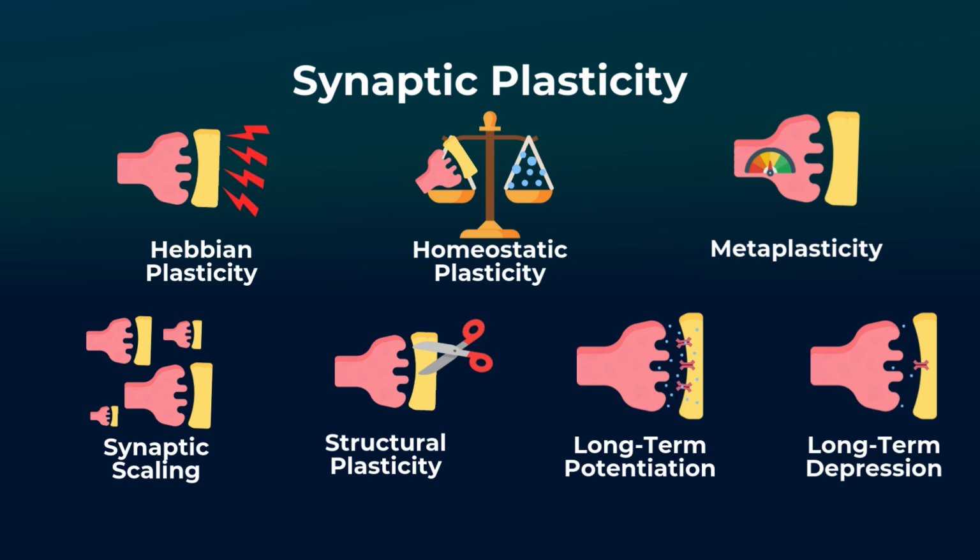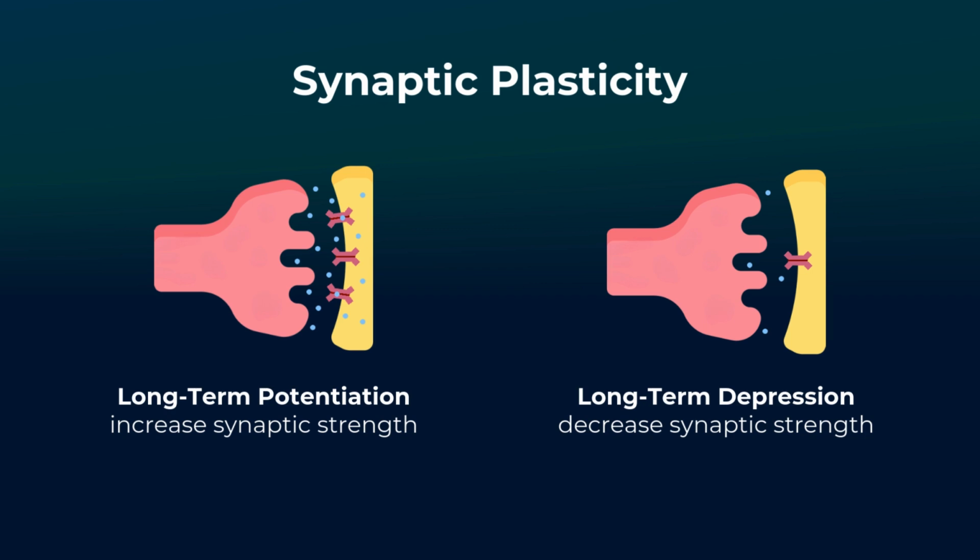Plasticity is a fundamental mechanism underlying learning and memory. Neuroplasticity can be categorized into multiple types such as Hebbian plasticity, homeostatic plasticity, metaplasticity, synaptic scaling, structural plasticity, and long-term potentiation or depression. Viggi currently supports the LTP and LTD mechanism built on the STDP, or spike time dependent plasticity, principles.